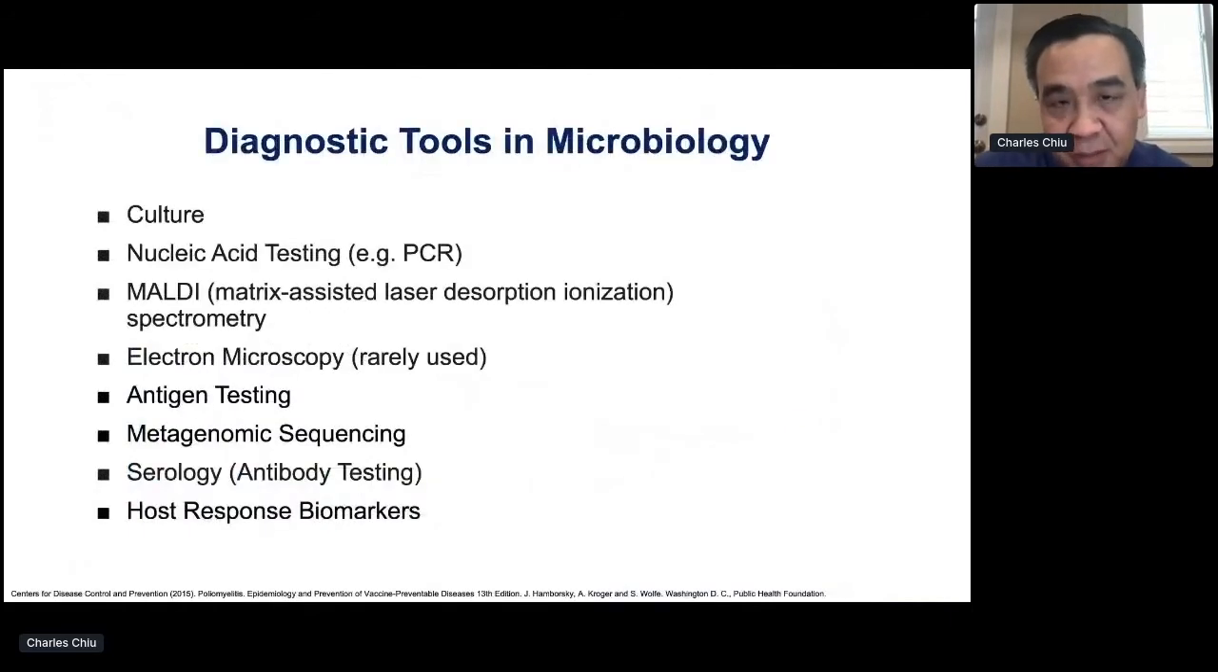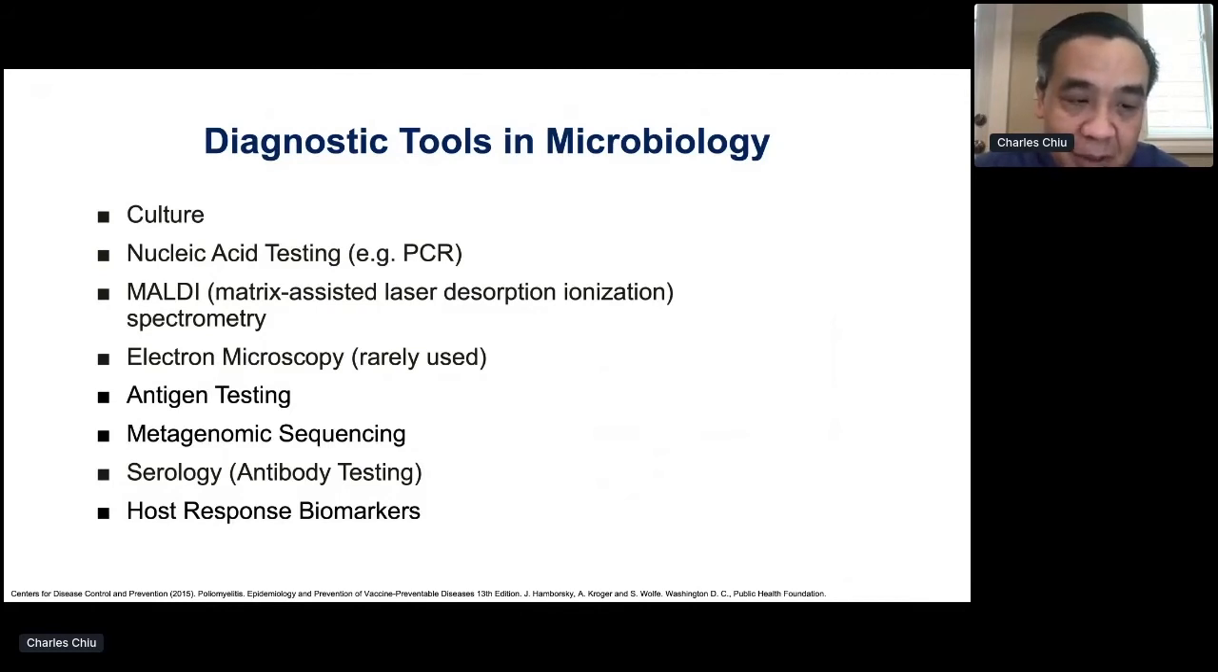So let's review some of the diagnostic tools that we have in our armamentarium in microbiology. We can culture the organism, try to grow it in culture. We can run direct nucleic acid testing to look for DNA or RNA from the virus, and this is typically done by polymerase chain reaction or PCR. MALDI has been used to identify bacterial and fungal organisms, not really relevant here. Electron microscopy for viruses is rarely, if ever, used for diagnostics.